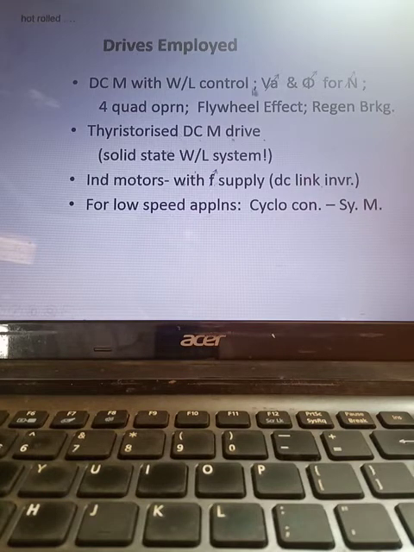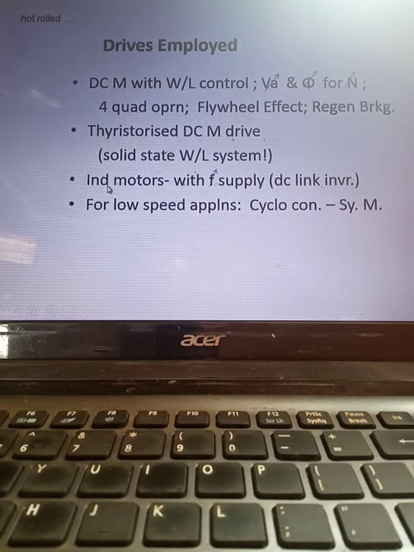Traditional Ward Leonard control is not used nowadays. Nowadays we go for thyristorized control of DC motors, and this is called the solid state Ward Leonard system. Thyristorized DC motor control is nothing but using the converters, using the SCRs, the power electronic devices. That is the approach followed.